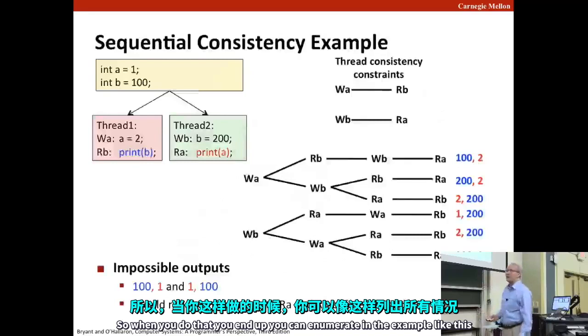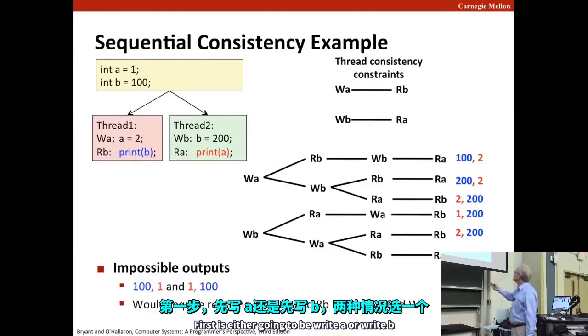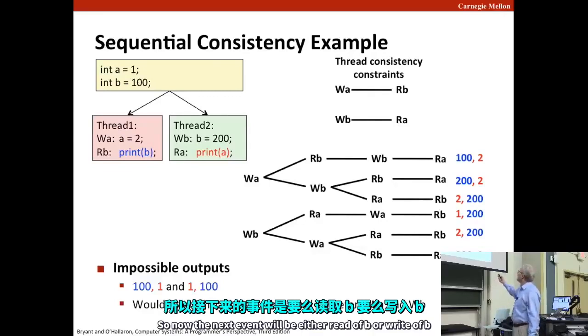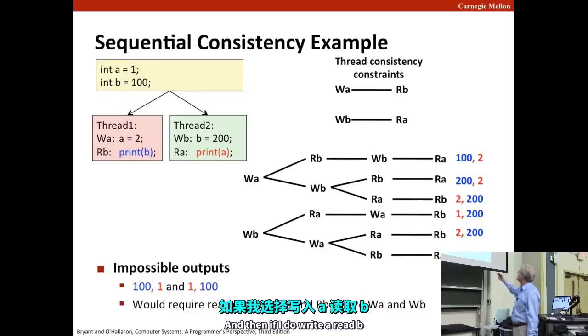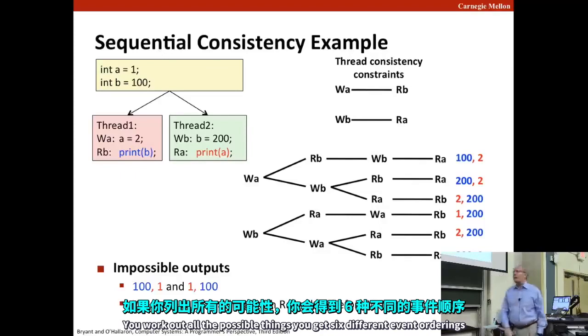So when you do that, in an example like this you can enumerate all the possibilities. You can say, well, look, first is either going to be write A or write B. Let's pick write A. Now the next event will be either a read of B or a write of B. And if I do write A, read B, then I've completed this thread, and so now the only possibility is to write to B and read A. And so forth. You work out all the possible things, and you'll get 6 different event orderings.